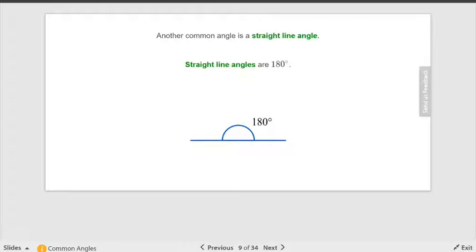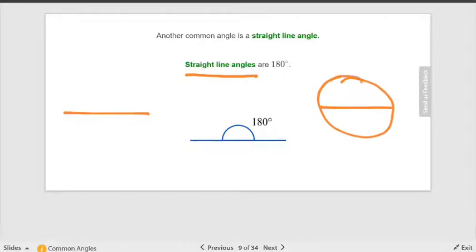So you should know a right angle, and you should also know what a straight line angle is. Now, a straight line angle is just a straight line. But if you think about it, if you take a straight line going through the center of a circle, that cuts it in half, right? And 360 degrees cut in half is how many degrees? 180 degrees, right? So a straight line makes 180 degrees.